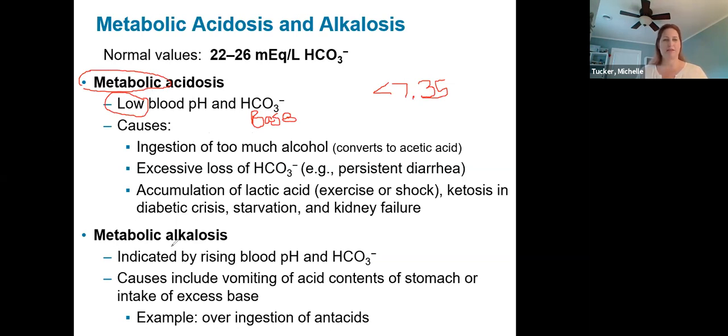For metabolic alkalosis, again, alkalosis is going to be over 7.45. If it's due to metabolic issues, then that's going to be due to a high amount of base, so a high amount of bicarbonate. Causes could be vomiting of the acidic contents of the stomach, or usually this is due to an over-ingestion of antacids. So Uncle Joe, he gets heartburn and he starts popping the Tums all day long. That can result in metabolic alkalosis.